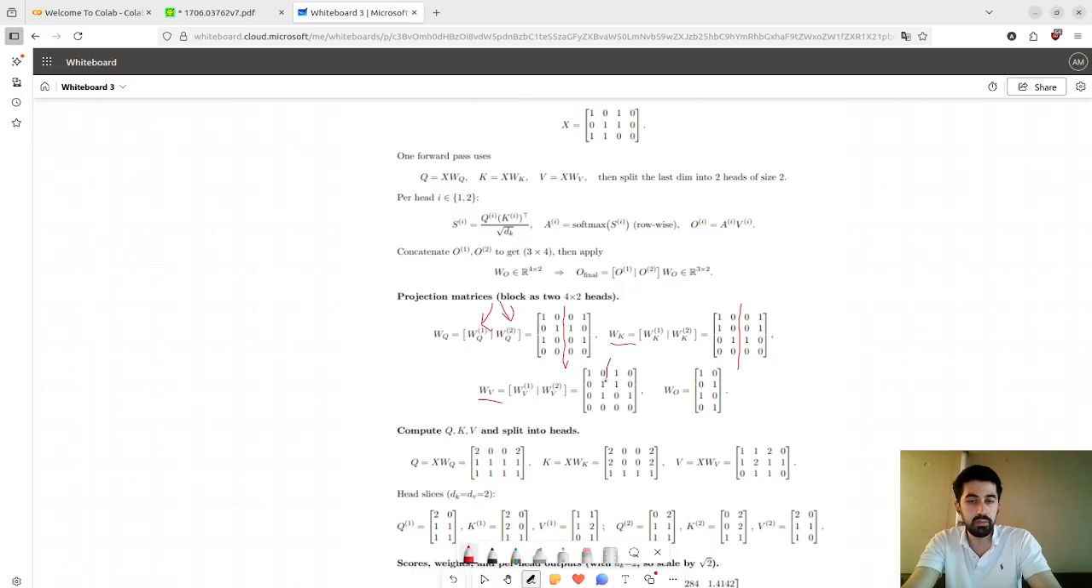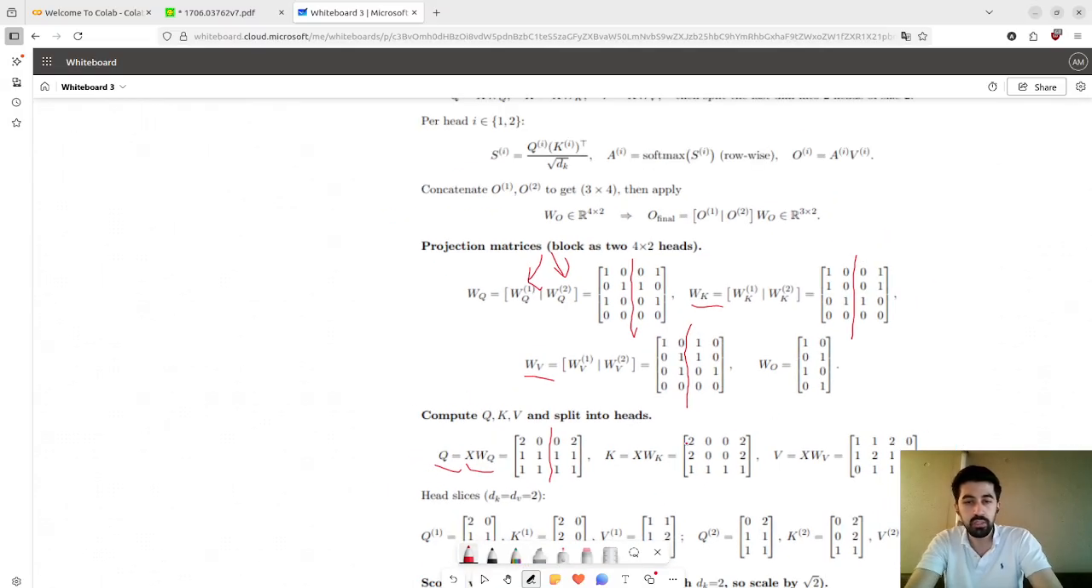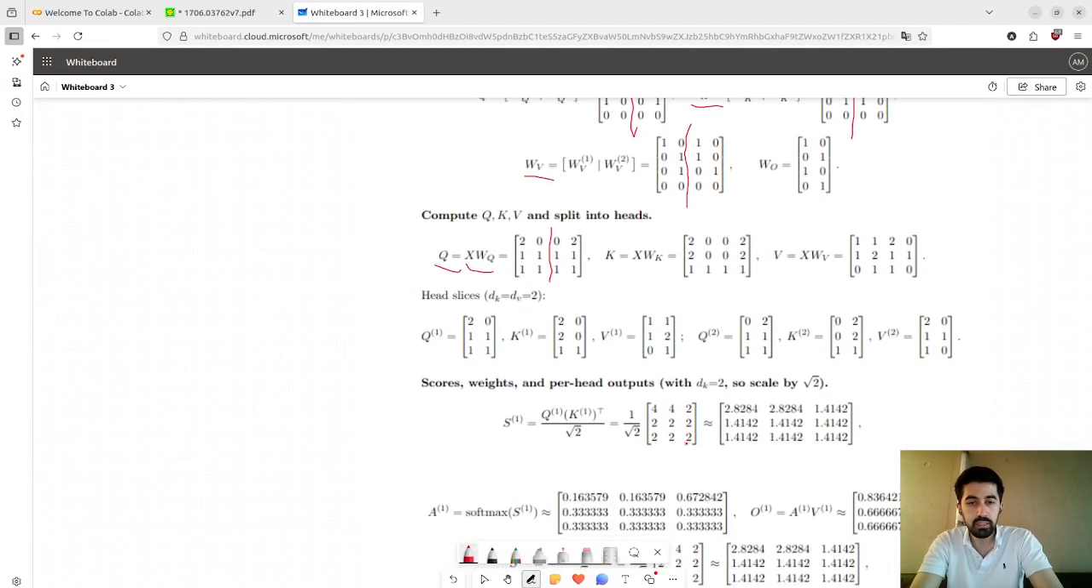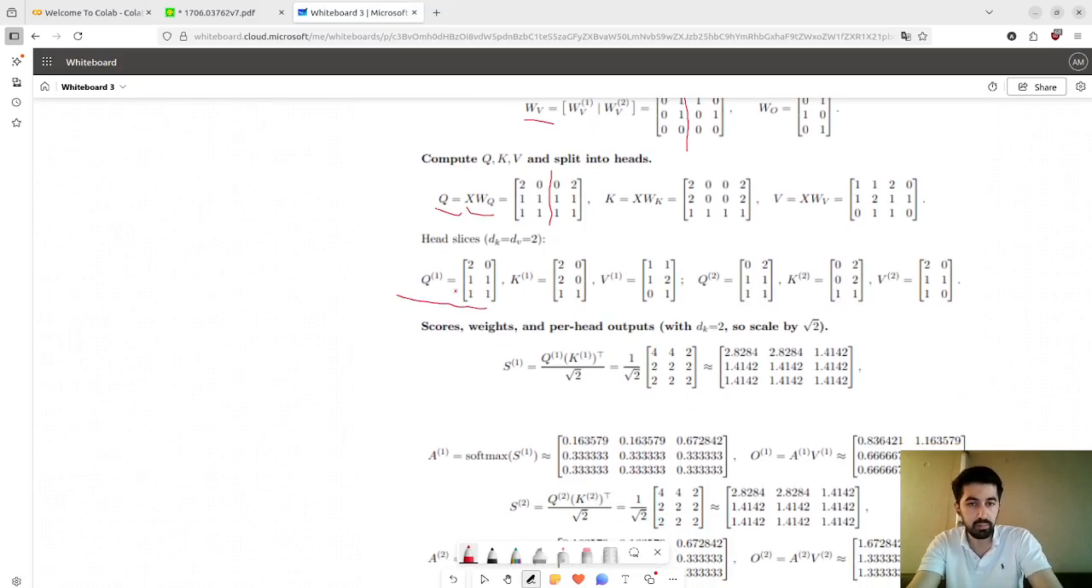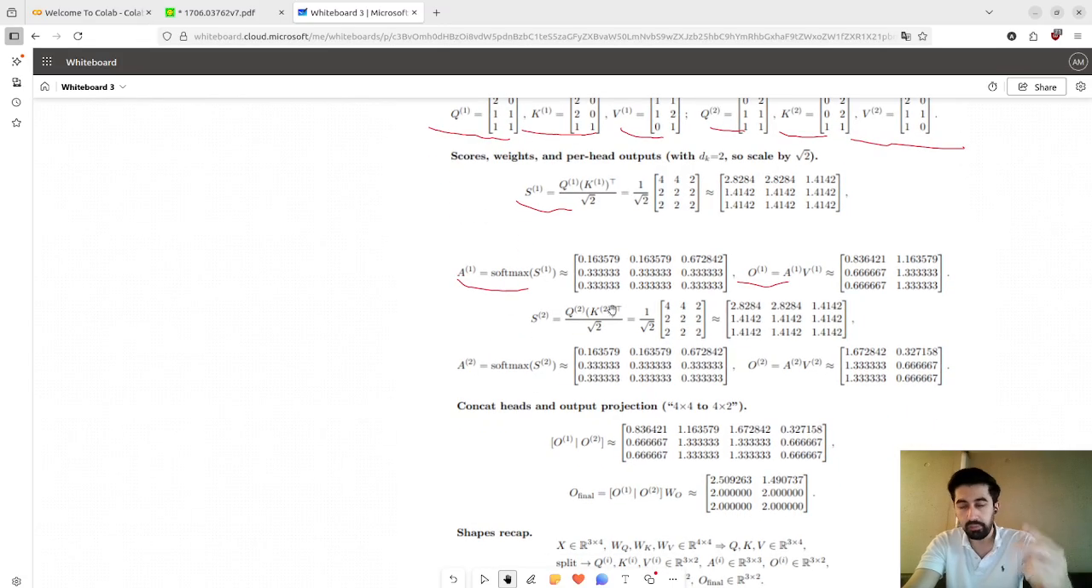Same for WV, 2 matrices, and then we get Q equal to XWQ, which is like 2 axes concatenated. Same for key, same for value. So this is Q1, K1, V1, Q2, K2, V2. The 2 different attentions going on. Then we calculate S1. We do a softmax, and we get O1, the first output. So this is the first attention.